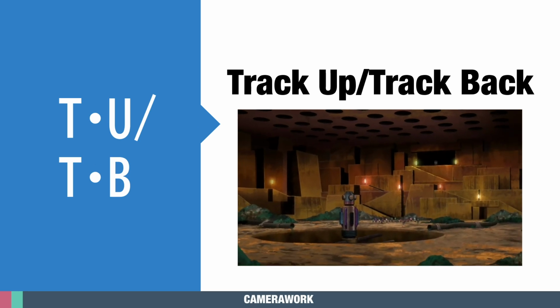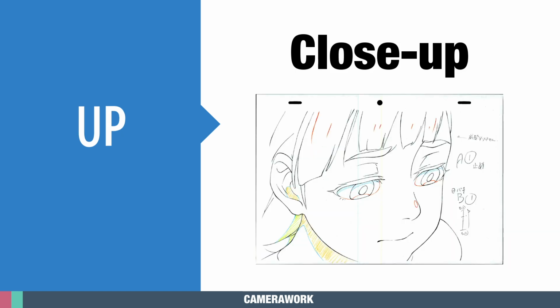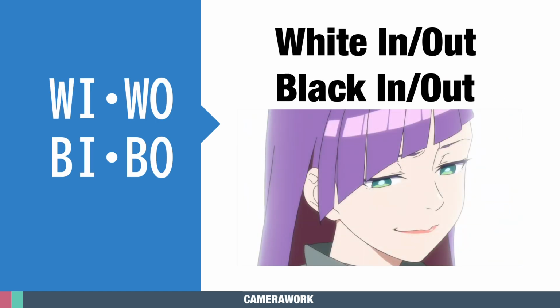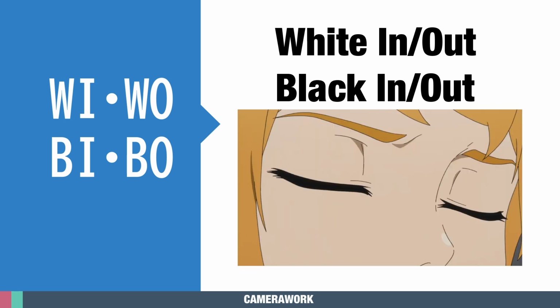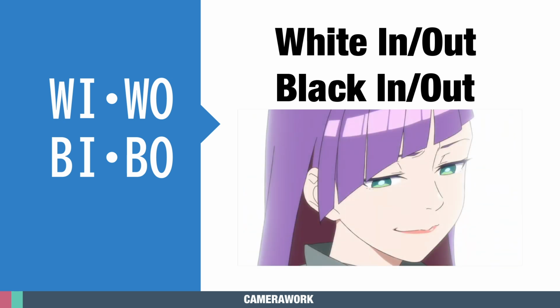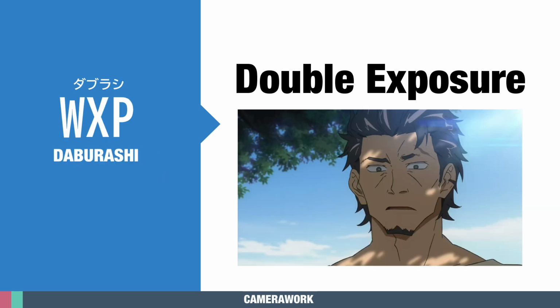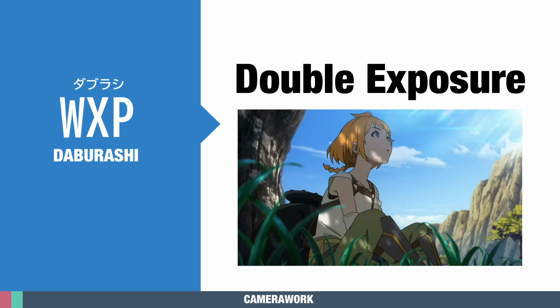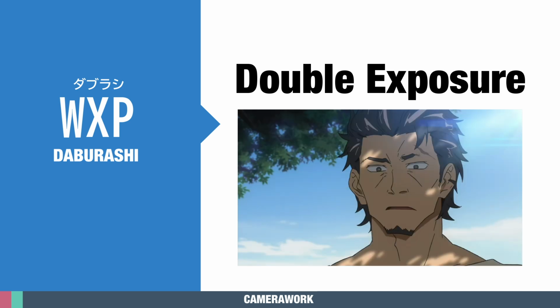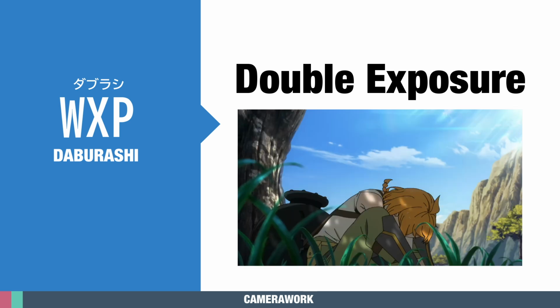This is when you move the camera in and out. Up, a close-up. White in, white out. Black in, black out. This is when we fade a scene into or out of black or white. Daburashi. W is short for double and XP is short for exposure. So double exposure, referring to the transparency effect you often see for things like shadows.